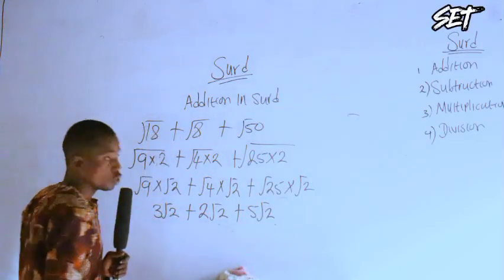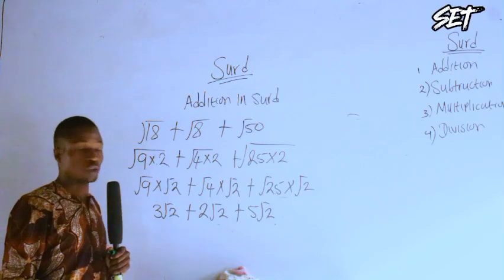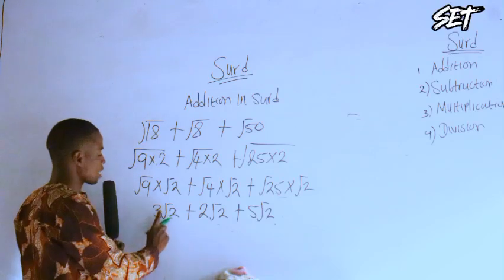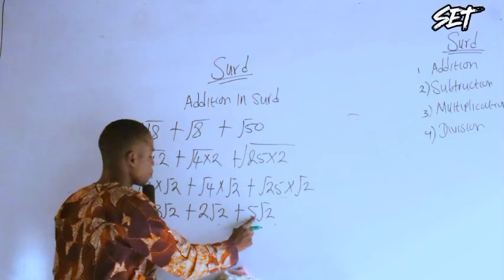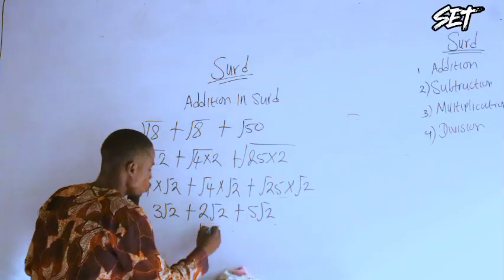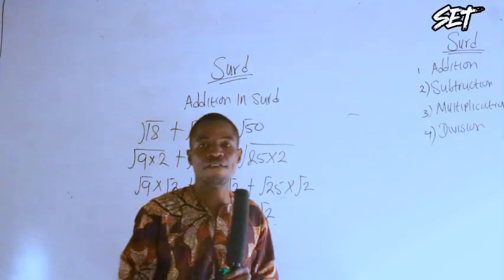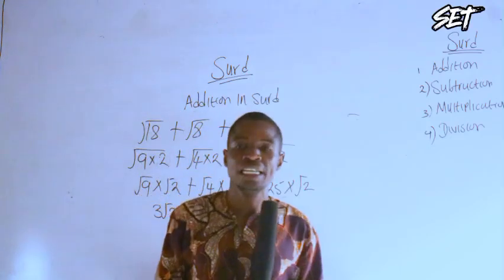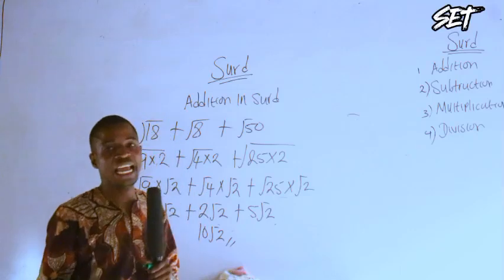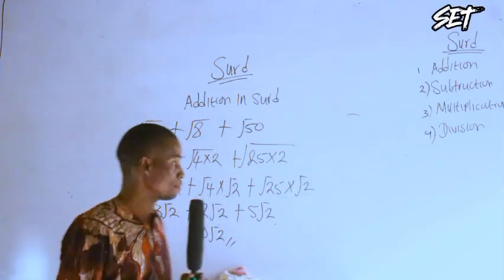Now, you need to add it together. You add this one, 3 plus 2 plus 5. That's 10 root 2. It is very, very simple as A, B, C.